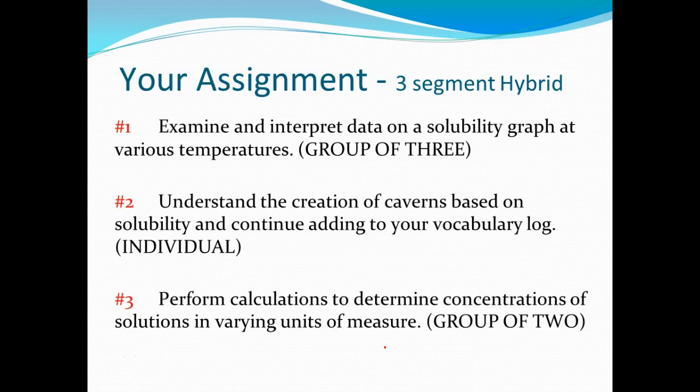Your assignment, again, a 3-segment hybrid. Station 1. You'll be looking at solubility graphs. You'll read those at various temperatures, get some vocabulary words in there. Station number 2. Going to understand the creation of caverns. How do underground caverns and caves get created based upon the solubility of water? And then you're going to continue to work on your vocabulary logs.